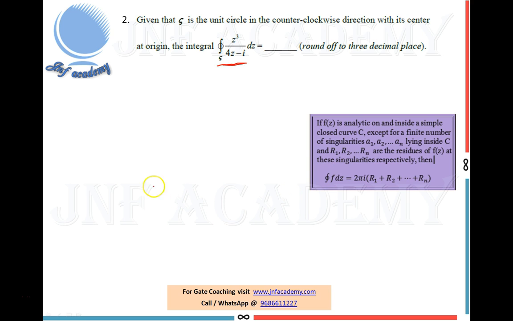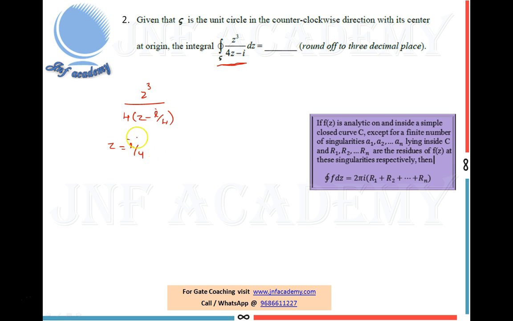First I find the singularities. Here the value f of z is z cube by (4z minus i). So I take 4 outside, I got (z minus i by 4). How to get singularities? The denominator value is equal to 0. At what value of z is the denominator 0? That is z minus i by 4, so z equal to i by 4. z equal to i by 4 is a singular point.